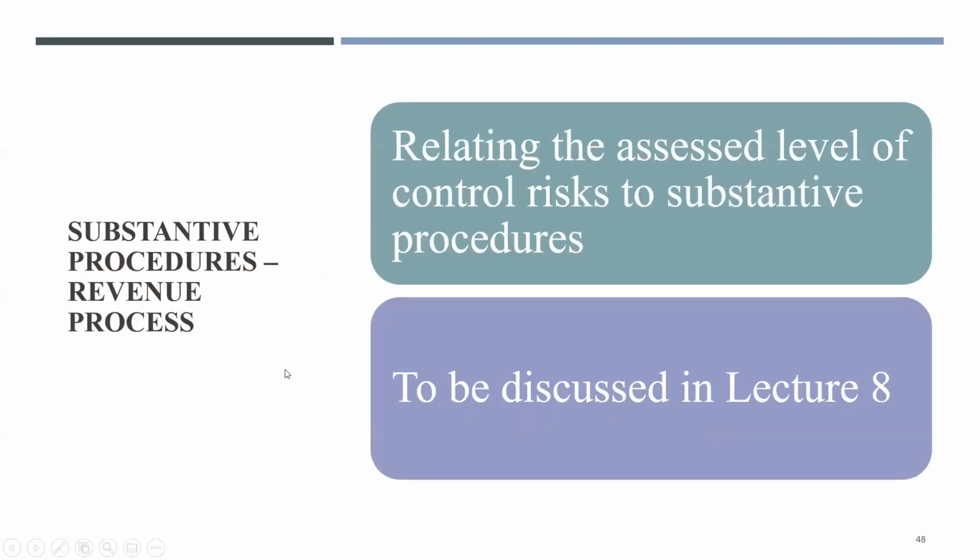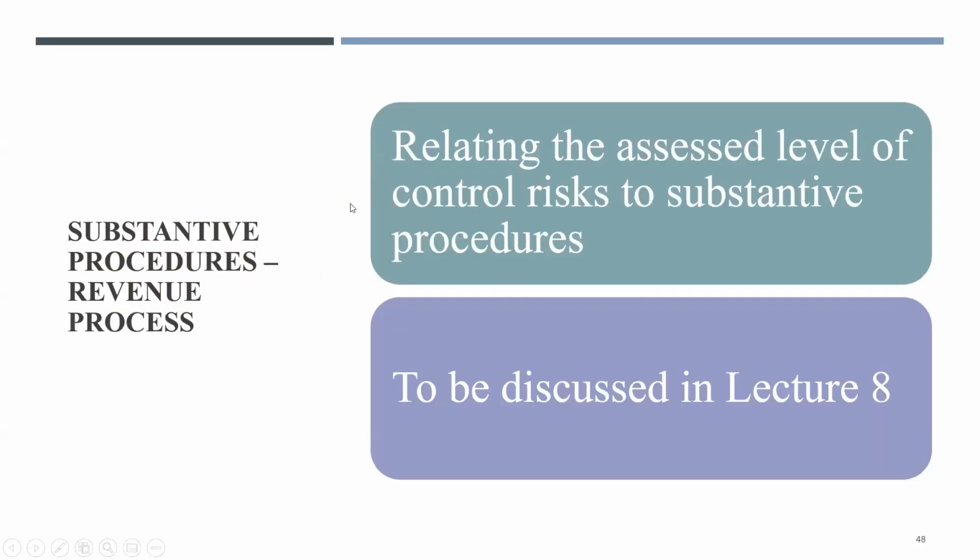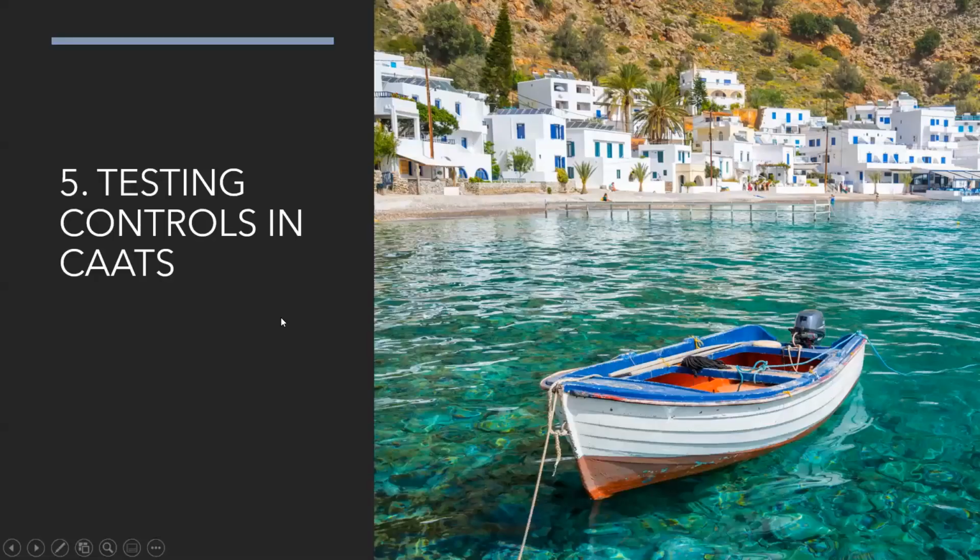Okay, so today we are talking about the test of controls in relation to the sales cycle. Next week, we are going to talk about the substantive audit procedures, still about the revenue process, still about sales. That will be in lecture 8. And also for objective 5, that's testing controls in computer assisted auditing techniques. This is for your own reading only.